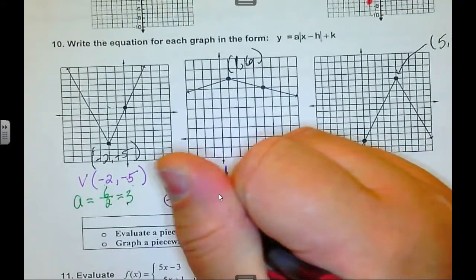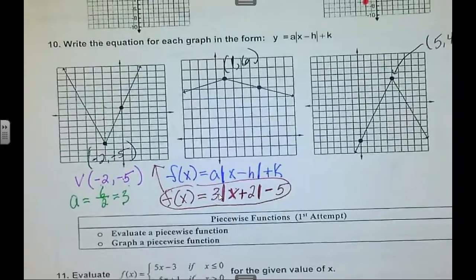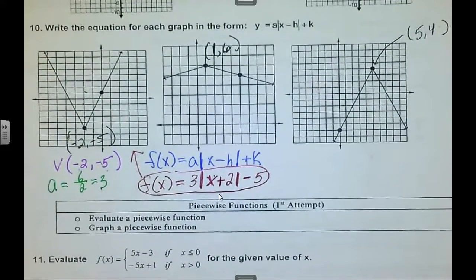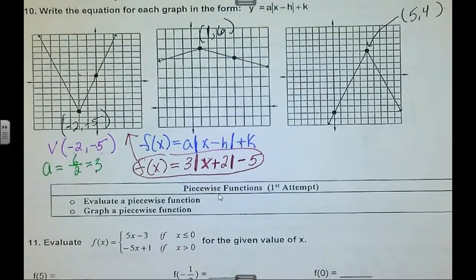So that's the first one. You guys can do the other two. Now, piecewise functions. This is where you guys took a train wreck.